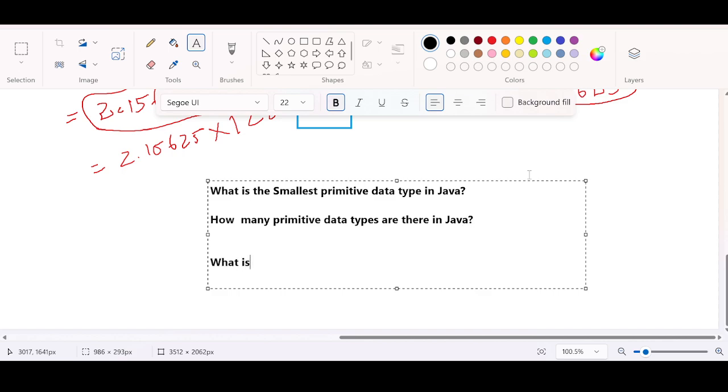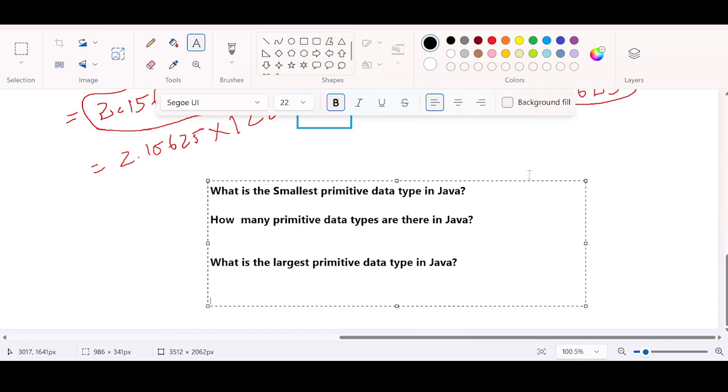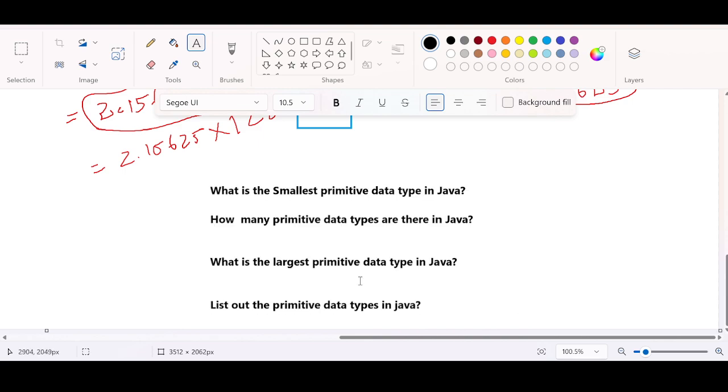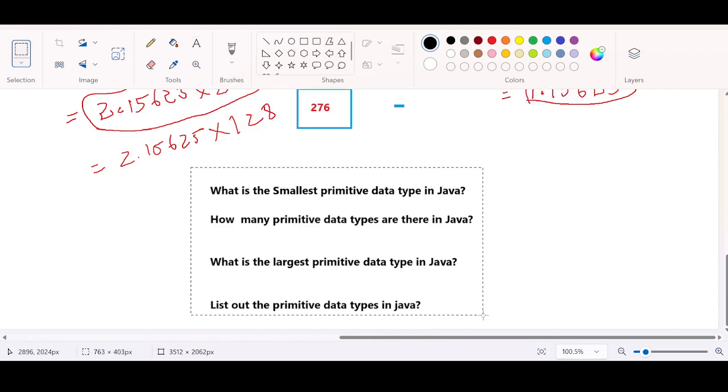The third question. What is the largest primitive data type in Java? Okay, fourth one. List out the primitive data types. Come on, answer. You can answer either you know or you don't know, so that I will explain.